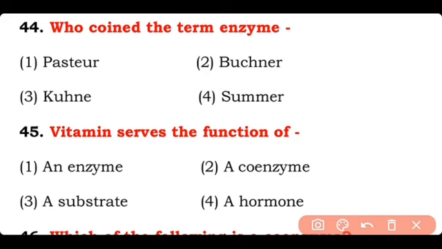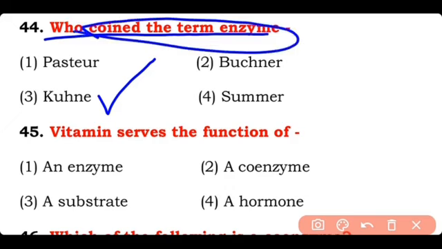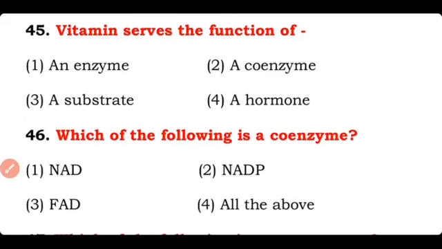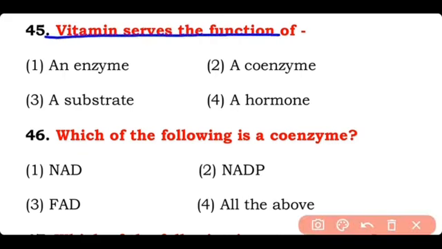Question number 44. Who coined the term enzyme? Foster, Buckner, Kuhne, Summers. So correct answer is option 3. Wilhelm Kuhne coined the term enzyme in 1878. Question number 45. Vitamin serves the function of an enzyme, coenzyme, substrate, hormone. So correct answer is option 2. Vitamins serve as coenzymes such as riboflavin, thiamine, and folic acid.